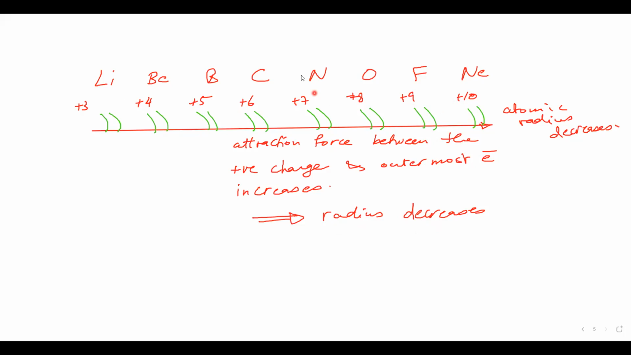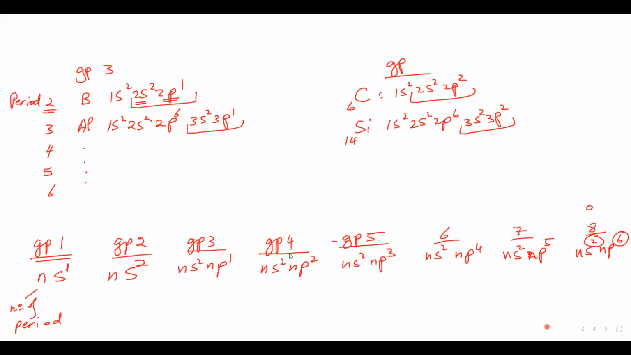Whenever you have more attraction between the positive nucleus and the electron, the attraction force increases. This means that the positive nucleus will pull the outer electrons towards itself, because the attraction force increases, the electrons are going to be pulled nearer to the nucleus, and so the radius will decrease.